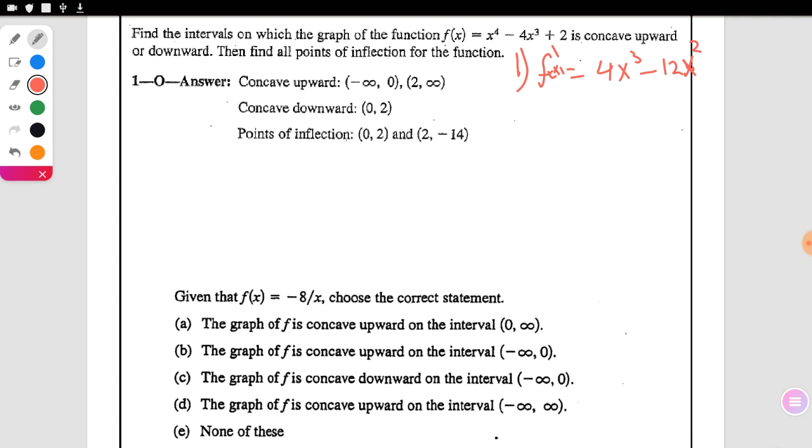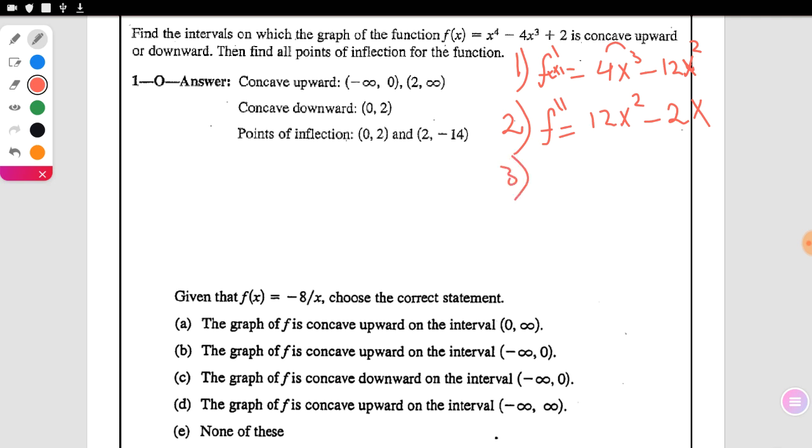Means, but in concavity, I'm talking about the second derivative. I have to find the second derivative. How to get the second derivative? By differentiating the first derivative, or apply the basic rule of differentiation on the first derivative. It will be 12x to power 2 minus 24x.